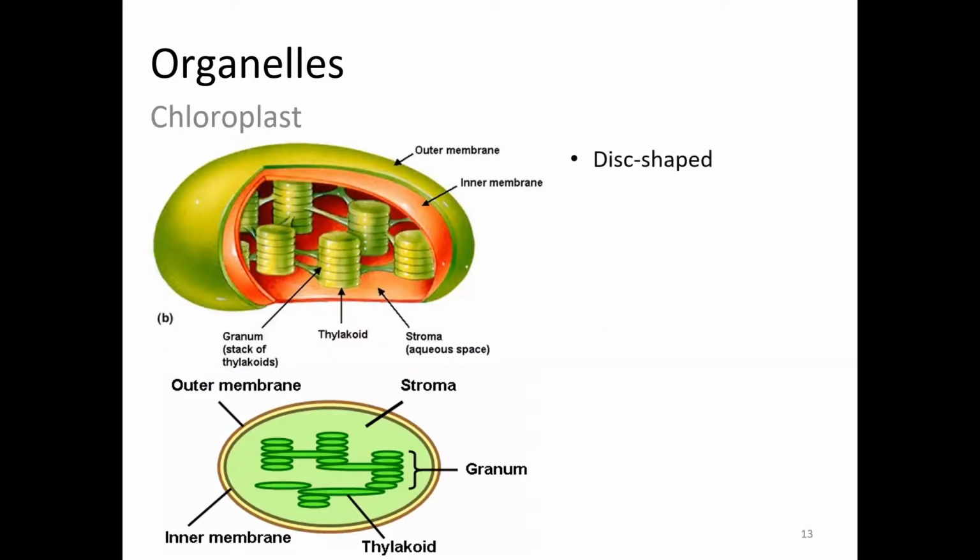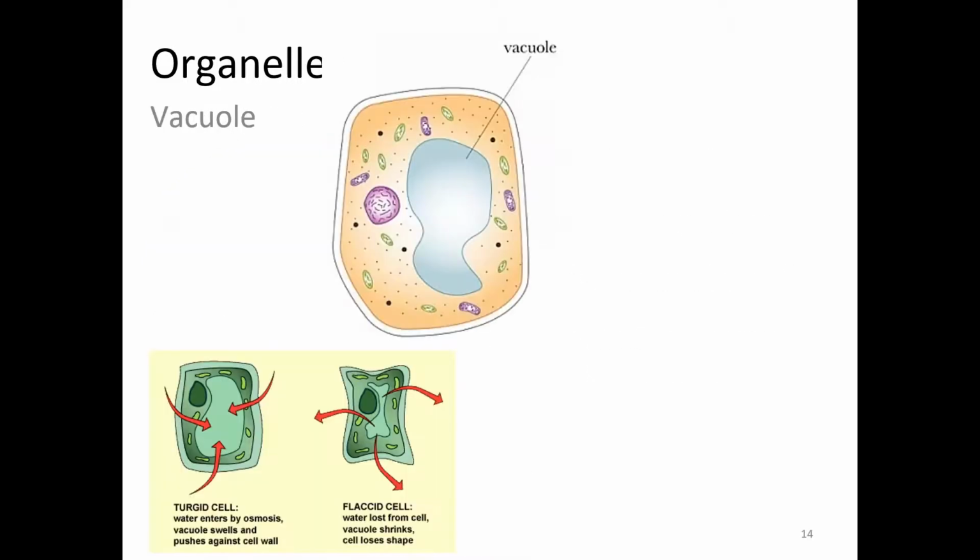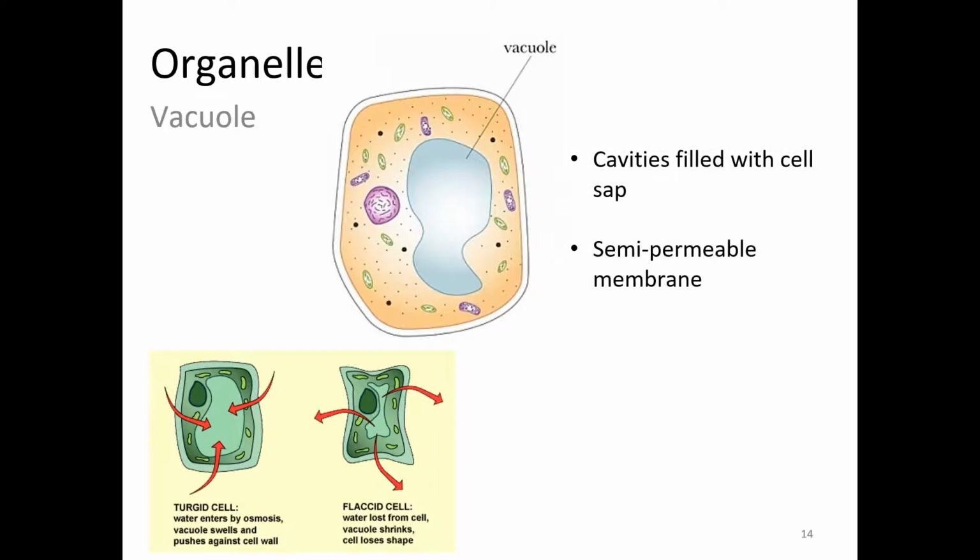Chloroplast is disc-shaped and has a double membrane. It contains chlorophyll. Its function is to carry out photosynthesis. Vacuole is a cavity filled with cell sap. It has a semi-permeable membrane. Its function is to maintain rigidity of cells in plants.